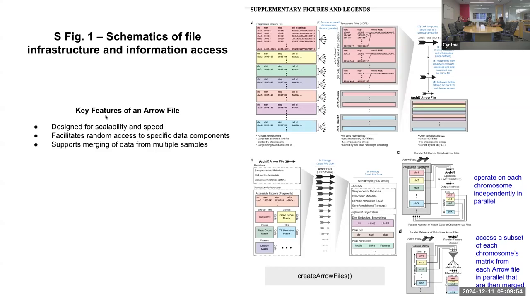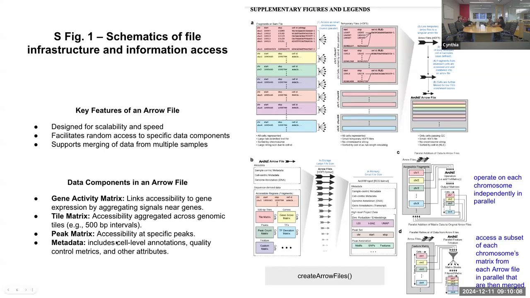We can mention some key features of these files: they are designed for scalability and speed, and they facilitate random access to specific components. When they talk about components, they are talking about a specific structure that can store different kinds of data, including, for example, the gene activity matrix, which can store the predictions between the peaks and the closest genes, the regulatory elements that play a role in the biological question, but also the tile matrix, which is accessibility aggregated across genomic tiles.